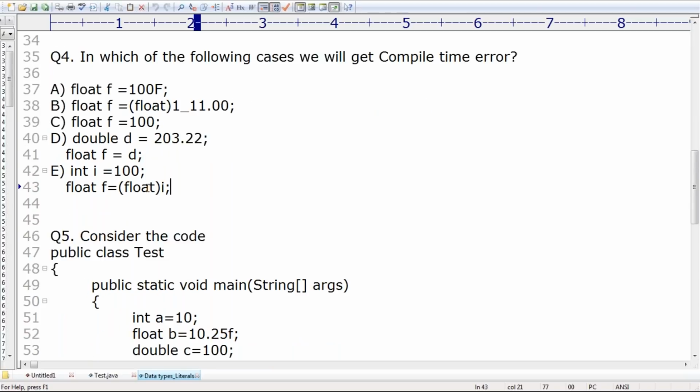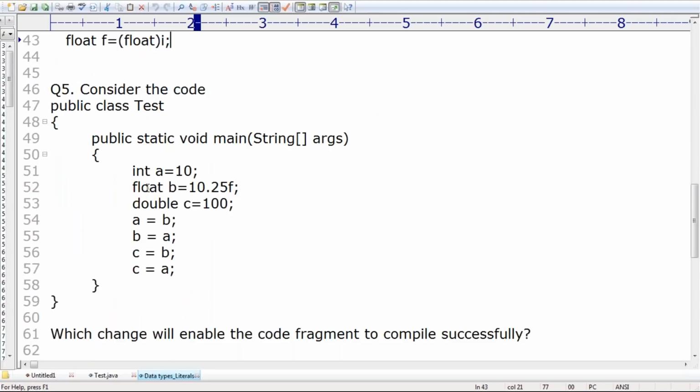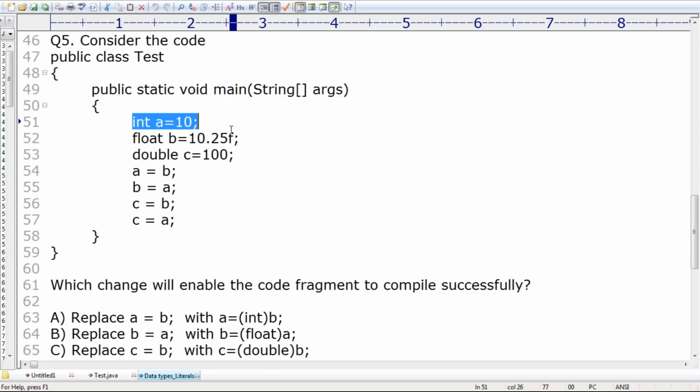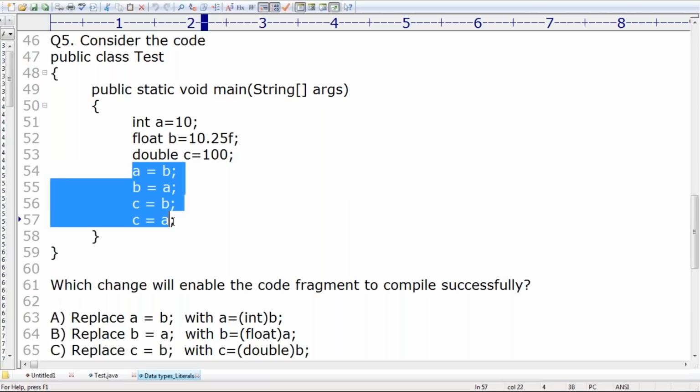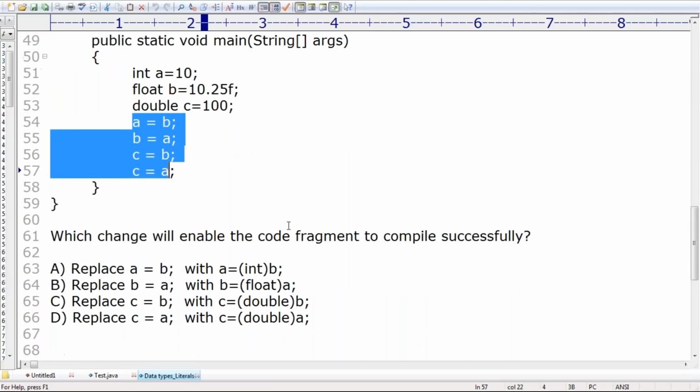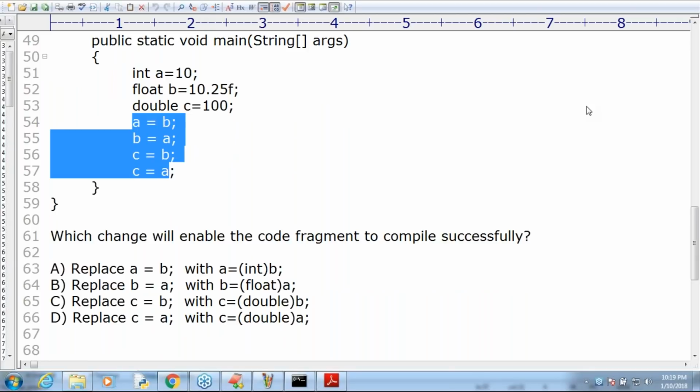Now take a very special case, sir. Here it is the same concept only. Int a, float b, double c. A is equal to B, B is equal to A, C is equal to B, C is equal to A. Excellent. Which change will enable the code fragment to compile successfully? Which change is required to compile successfully?